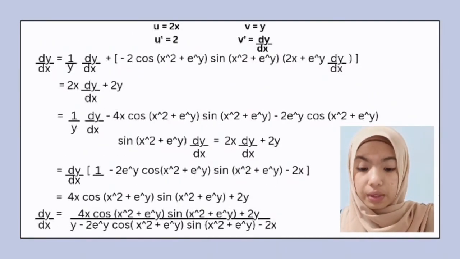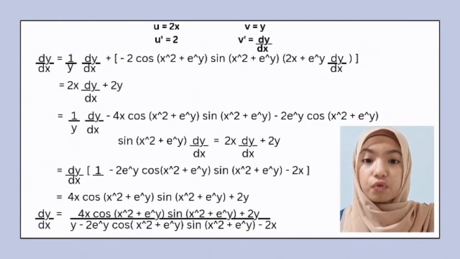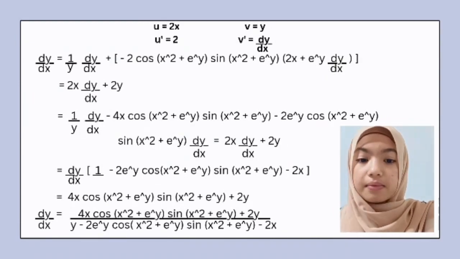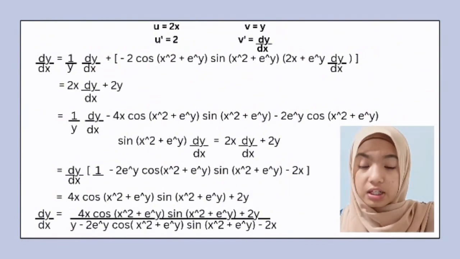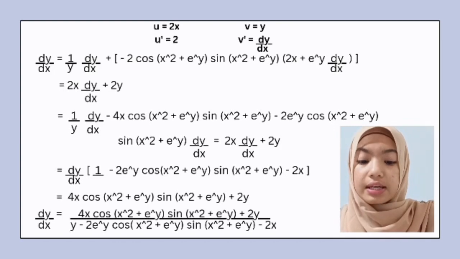And for the third part, we have to differentiate the 2xy. We have two different terms here, so we have to use the product rule. That is, we have two variables, u and v. Our u is 2x, and our u prime is 2, because 2x is linear, so we only write the number, that is 2. And then the v here is y, and our v prime is dy/dx.